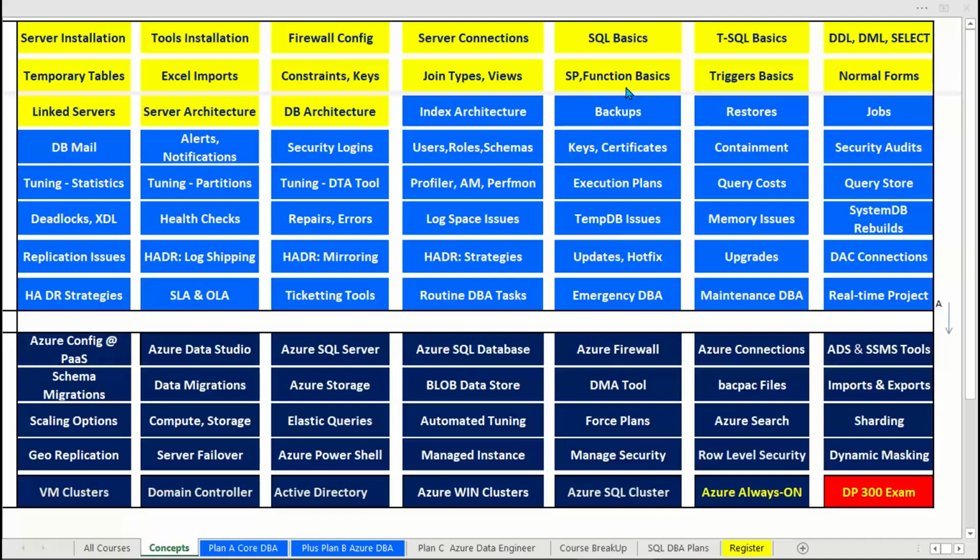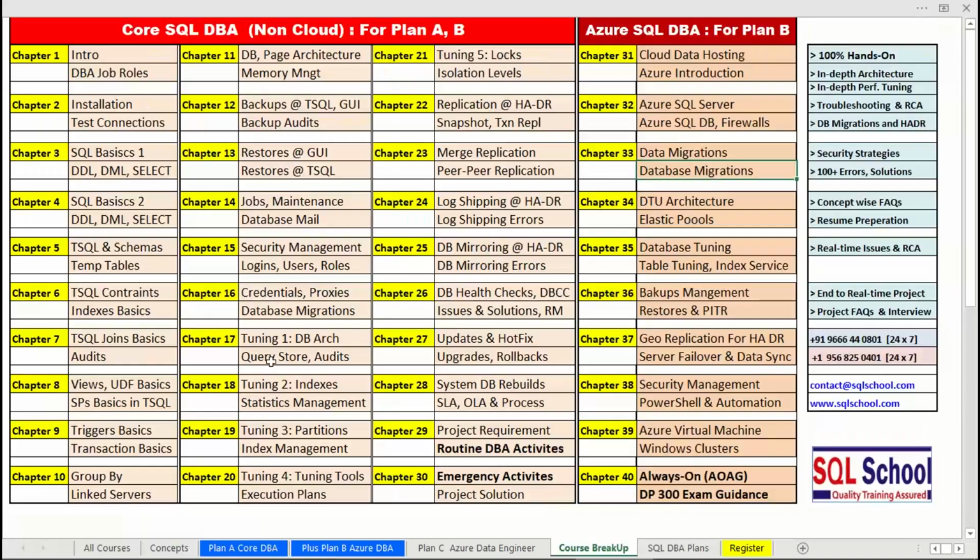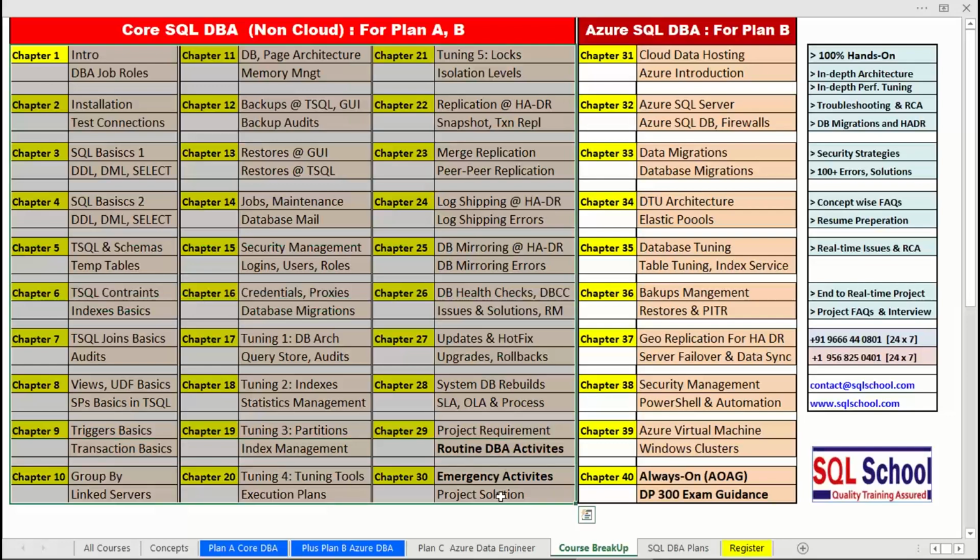So here it is, the complete breakup of our classes to make it clear for our learning. Chapters 1 to 30, core DBA concepts, non-cloud.